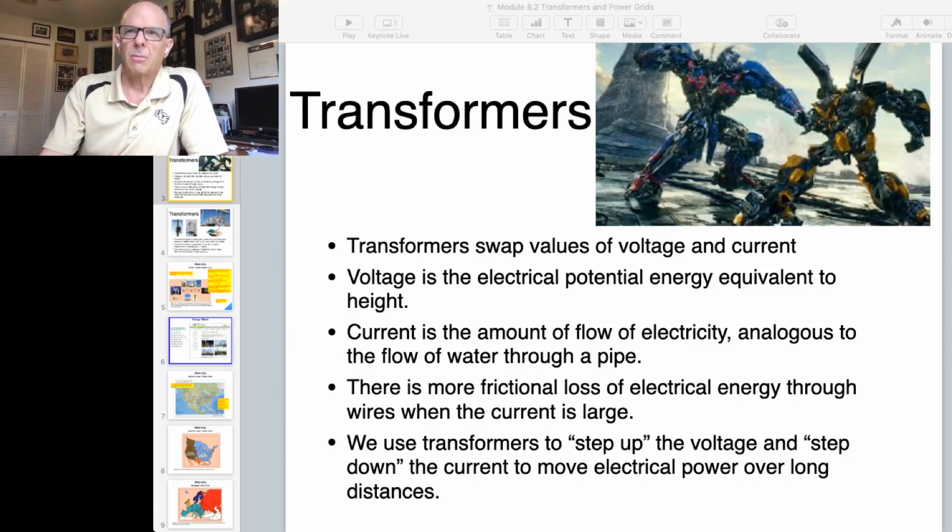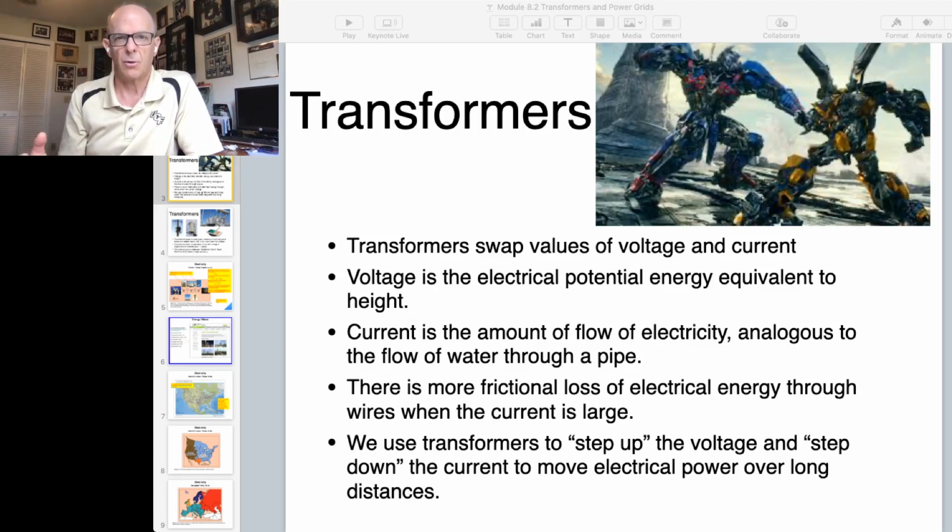So a transformer basically swaps the values of voltage and current between the input side of the transformer and the output side of the transformer. When current is high, why do we bother with those? Because current is a flow of electricity, and the higher the current, the greater the heating of the wire, and therefore the greater amount of energy is lost. So to transmit large amounts of electrical energy over long distances, it's better to have a small current and a high voltage. But to power our devices, we need a higher current.